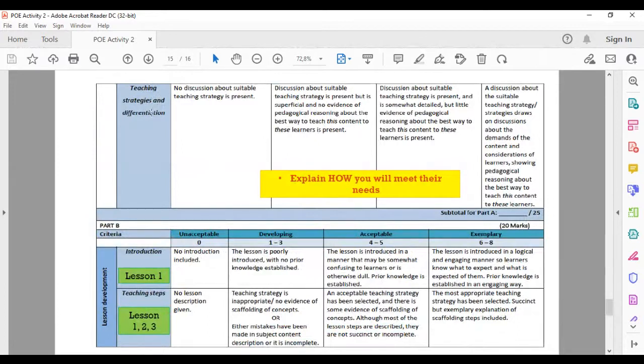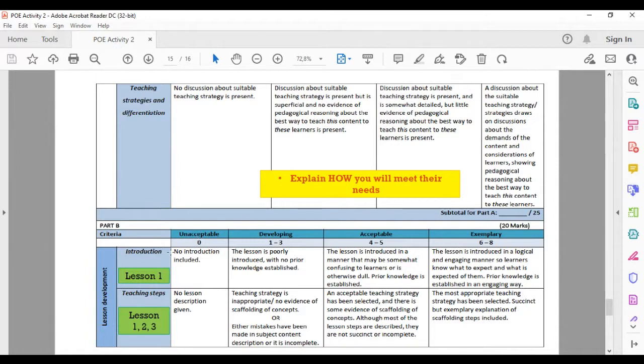In the teaching strategies and differentiation, this is section G, a discussion about the suitable teaching strategy or strategies, drawing on discussion about the demands of the content and considerations of learners, showing pedagogical reasoning about the best way to teach this content to these learners. Right, so that is part A.